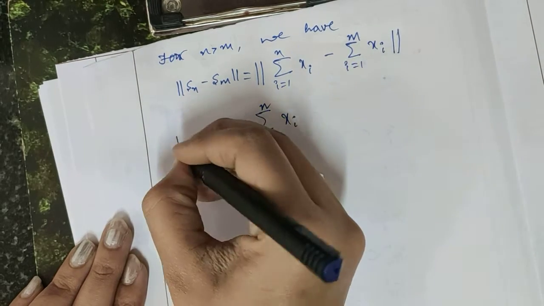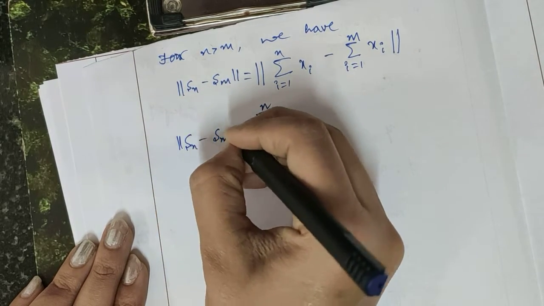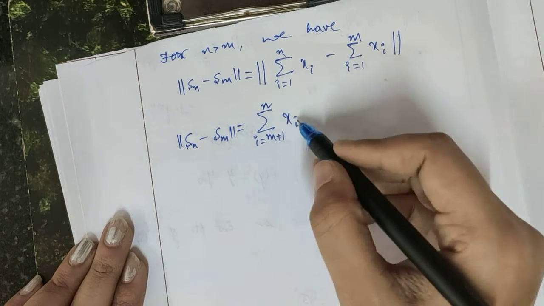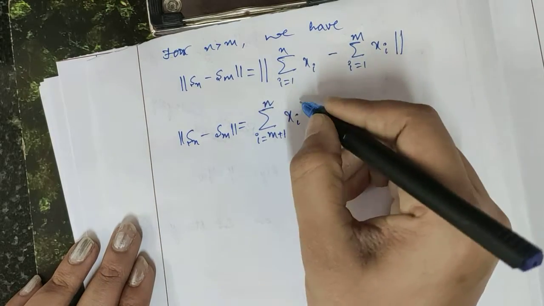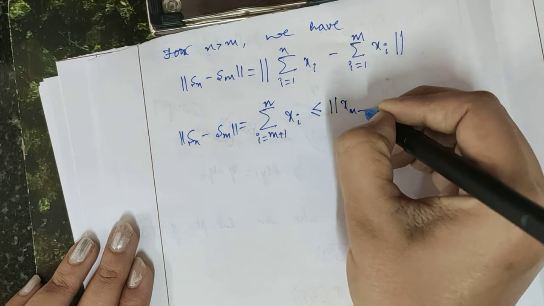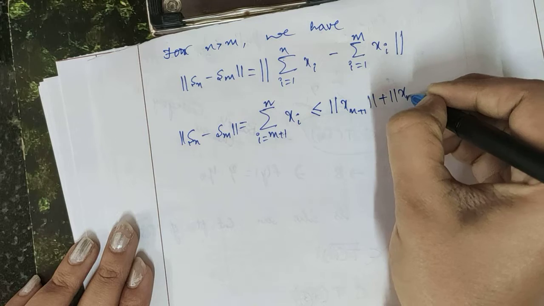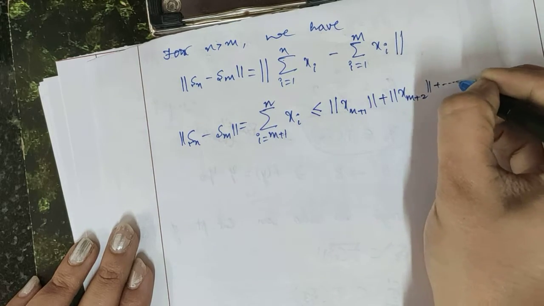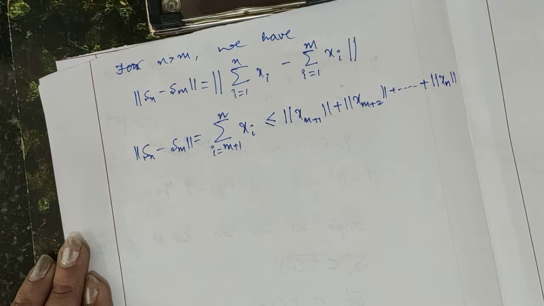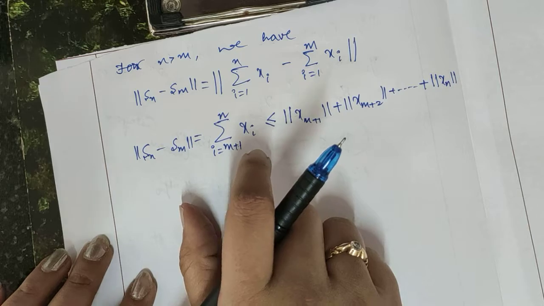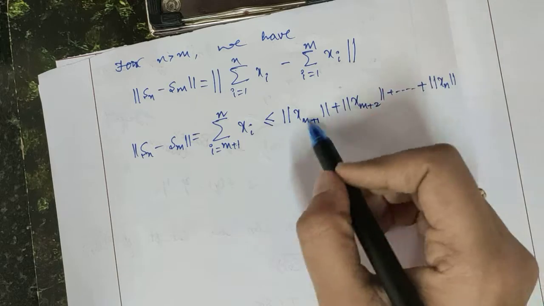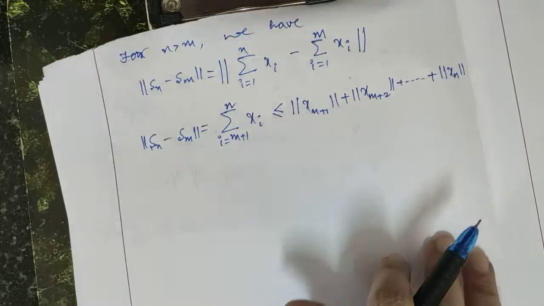So this is xi, norm Sn minus Sm is equal to norm of summation i equal to m plus 1 to n of xi. Now obviously if you expand this summation, this will be less than or equal to norm x m plus 1 plus norm x m plus 2, and it will continue so on, plus up to norm xn, right? It is just that we are expanding our summation and using the properties of norm. If I split this expansion, I will get the inequality.